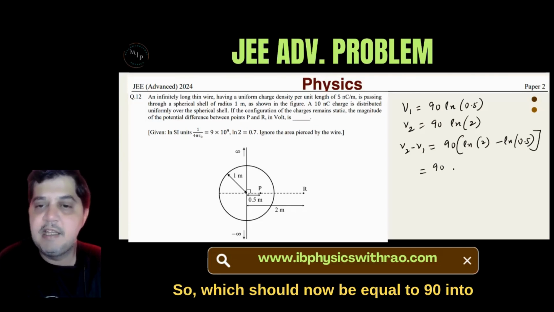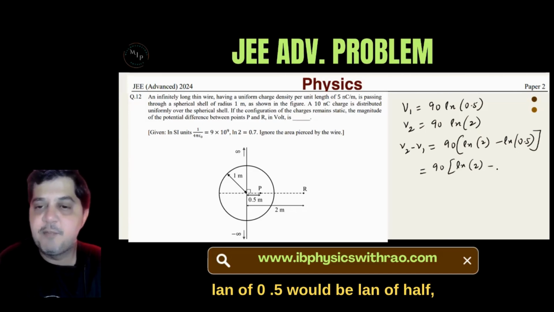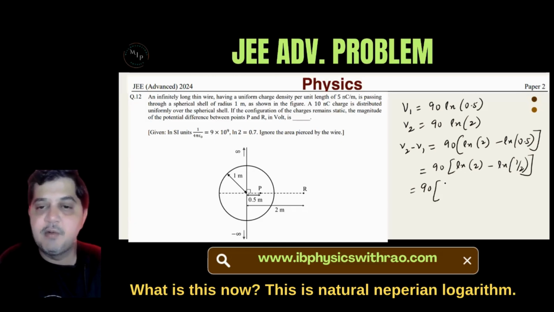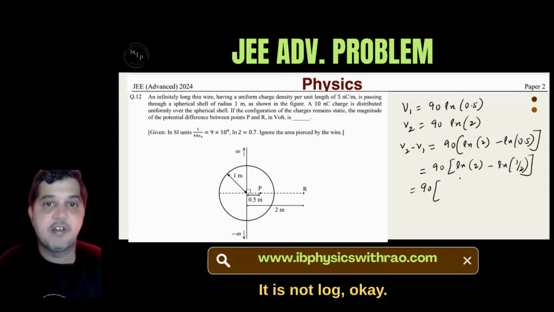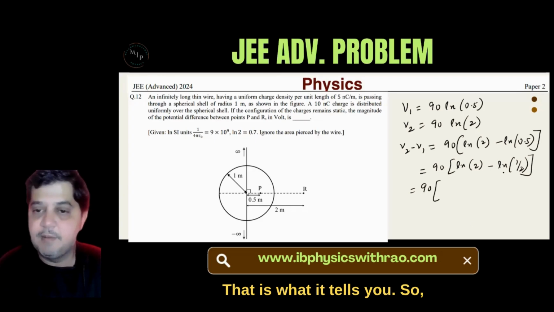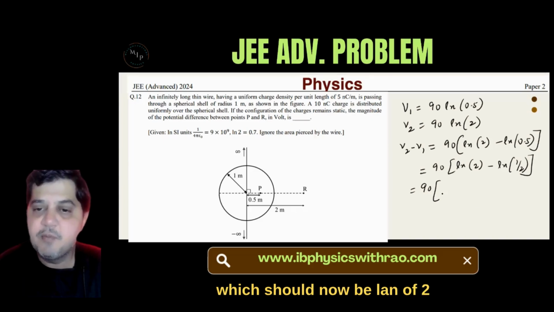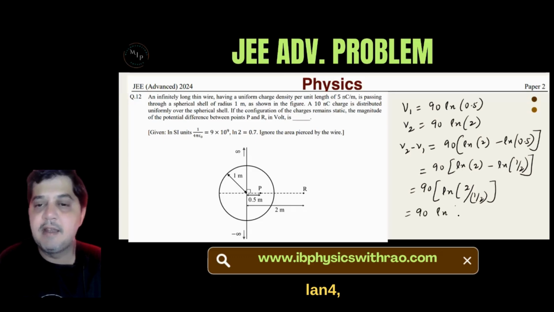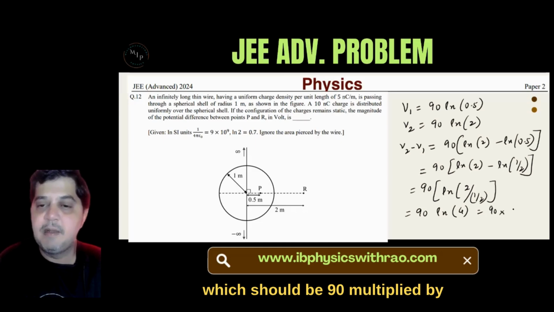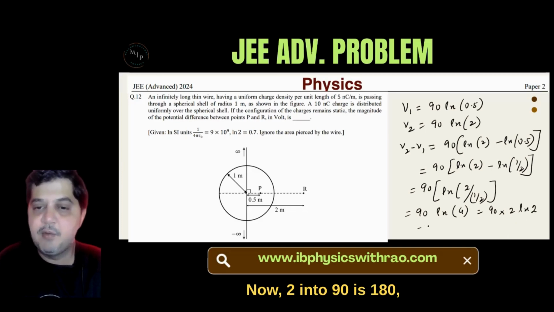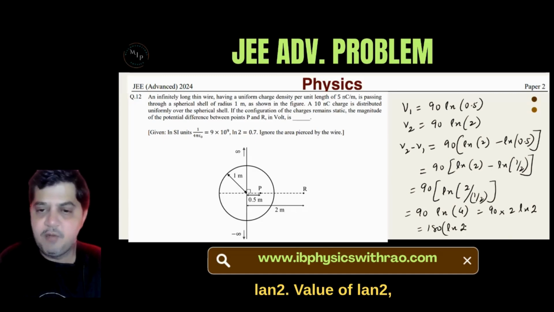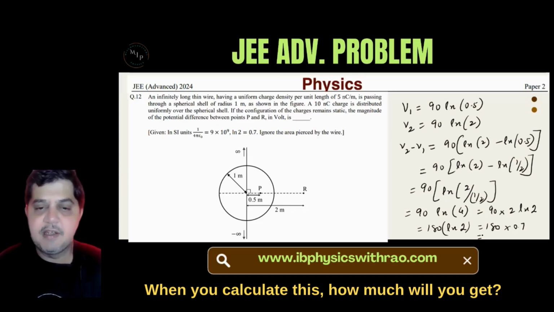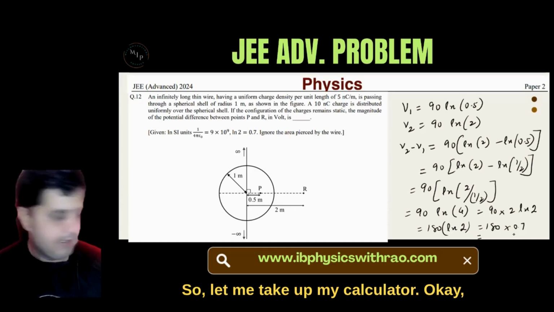Which should now be equal to 90 into ln 2 minus ln of 0.5, which is ln of half. This is ln A minus ln B. What is this now? This is the natural Neperian logarithm, that's why I call it ln. It's not log, it is log x to the base e. So log A minus log B should be log A by B, which should now be ln of 2 divided by half, which is 90 ln 4, which should be 90 multiplied by 2 ln 2. Now 2 into 90 is 180 ln 2. The value of ln 2, if you use your calculator, comes out to be around 0.7, so 180 into 0.7. When you calculate this, how much will you get? 18 sevens are... let me take up my calculator.